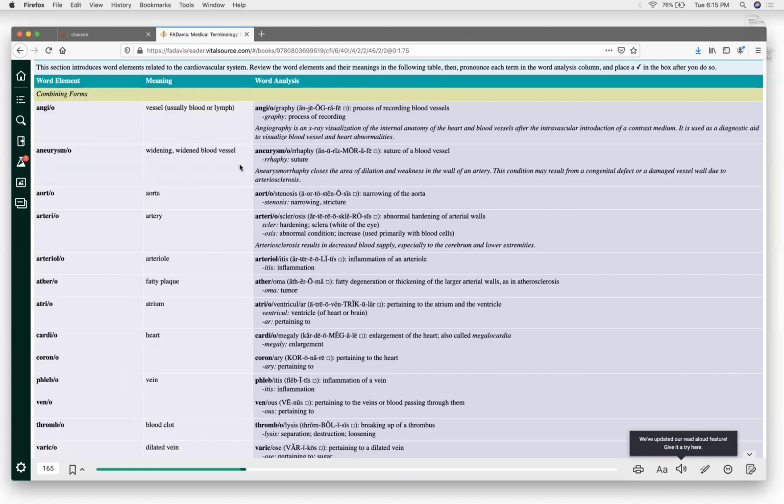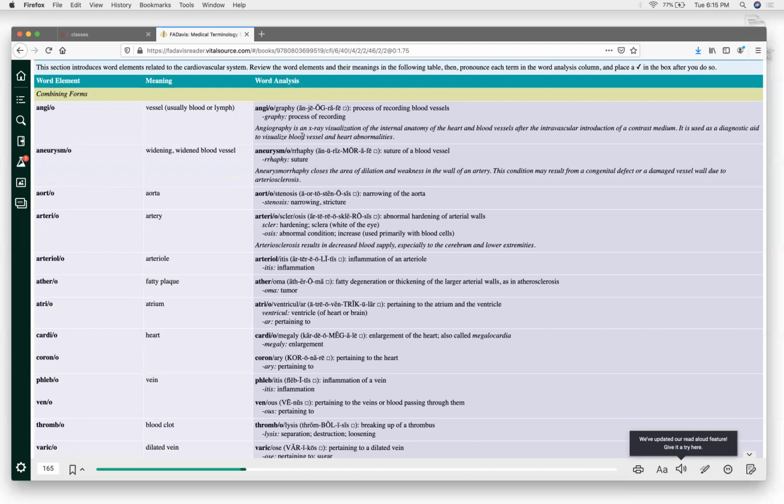So the combining form for the term angiography would be angio. And remember what the combining form is. It is a root plus a combining vowel. So angiography, graphy. Now, my trick to remember procedures is if I see a Y at the end of it, I'm thinking process. And graph, what do you do when you graph something? You record it or write it down. So the process of recording what? Angio, my blood vessels or my lymph vessels.